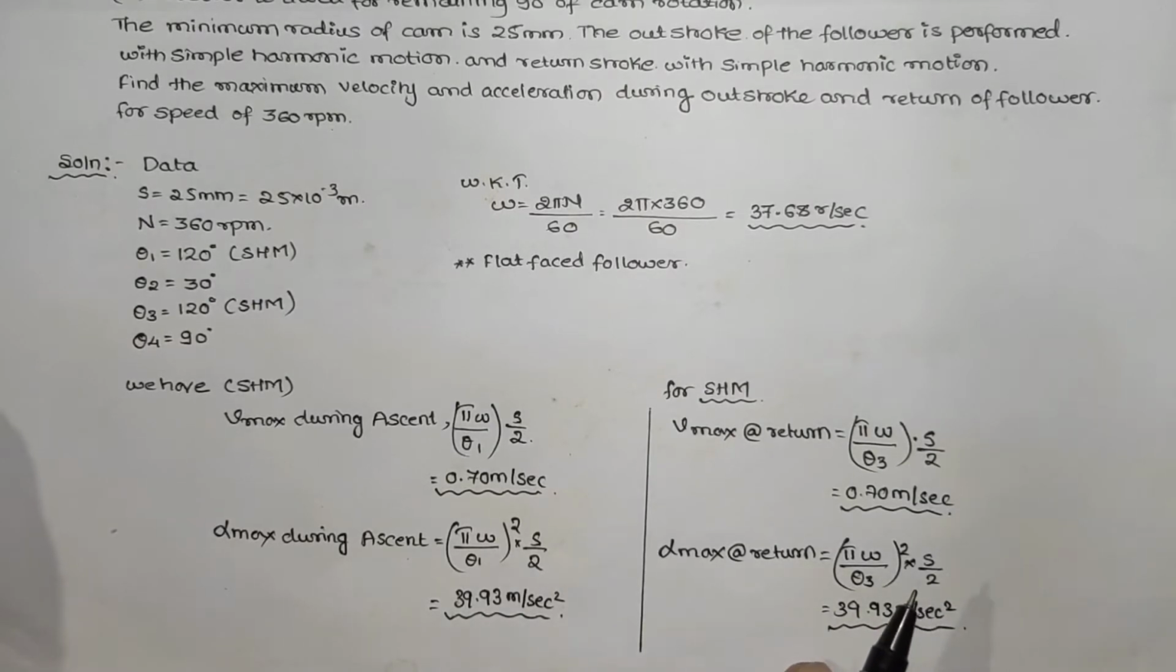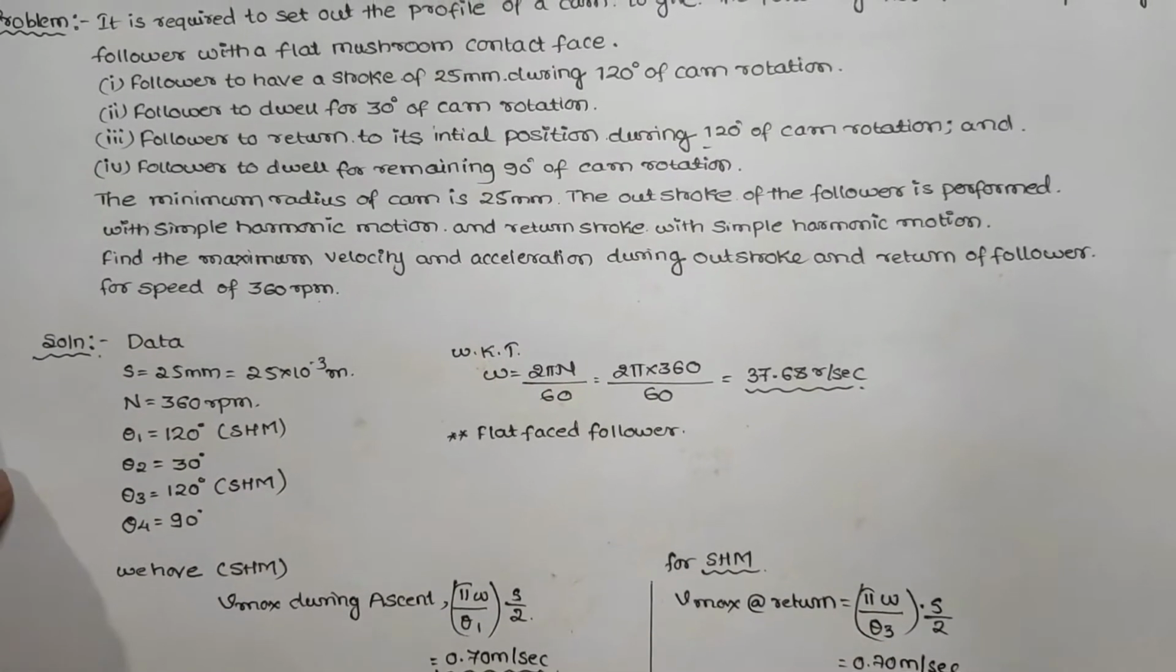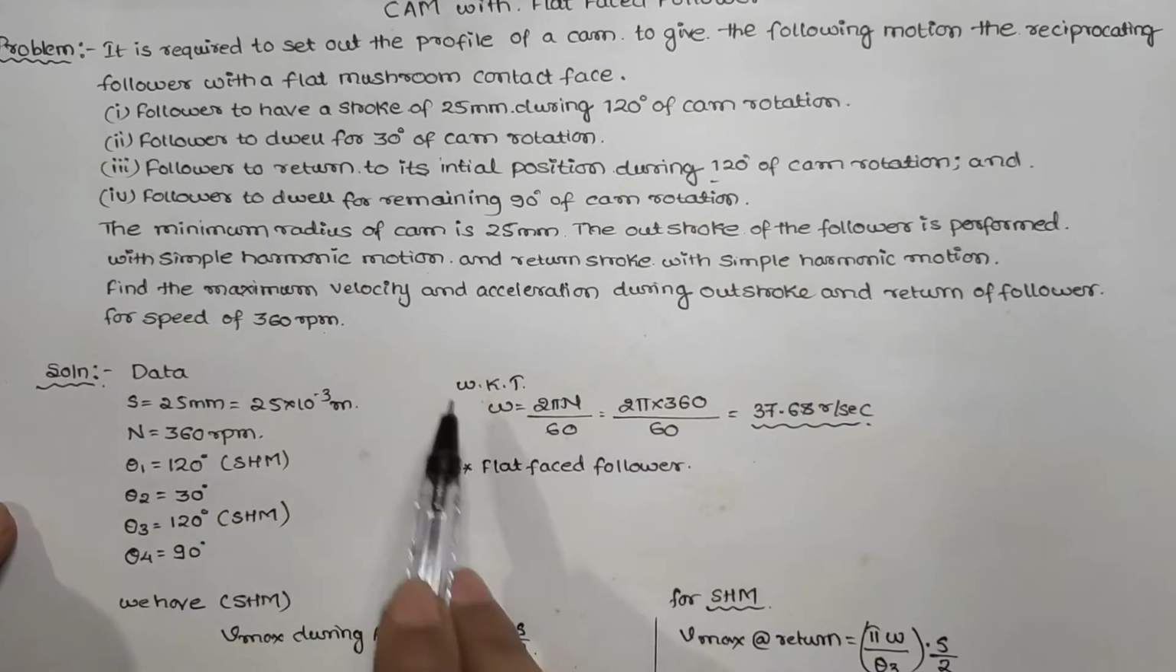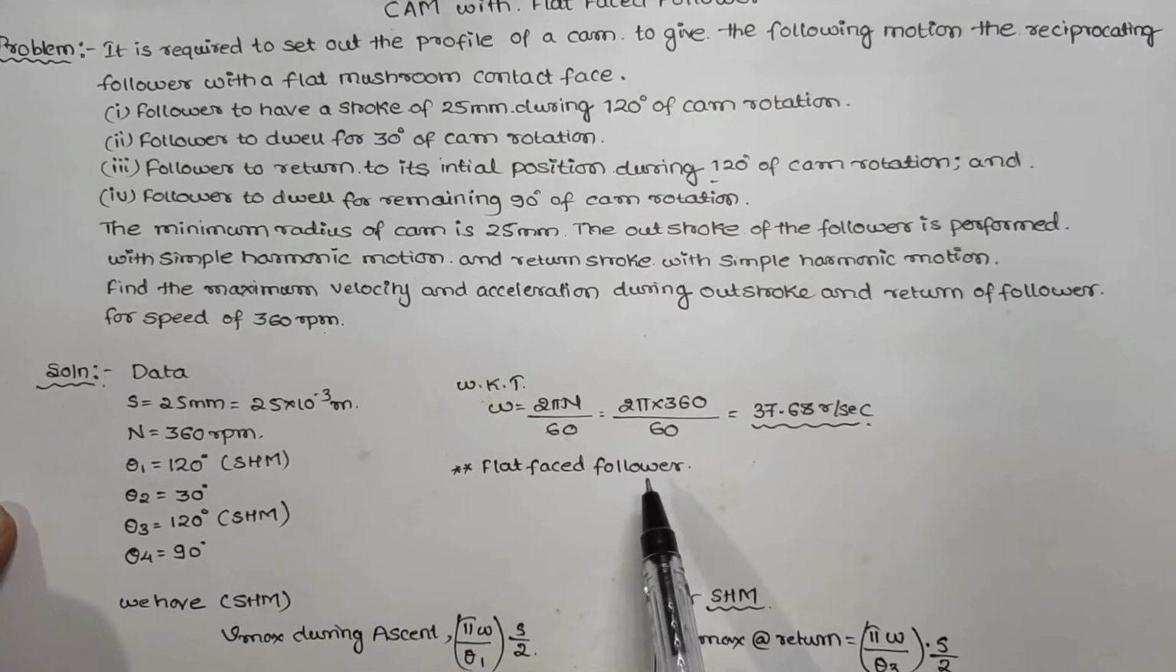So let's now conclude this one from the calculation part. This is a problem with 25 mm stroke, 360 rpm, 120 SHM and 120 SHM in both the strokes, and it is a flat faced type of a follower. Let's go with the profile diagram.